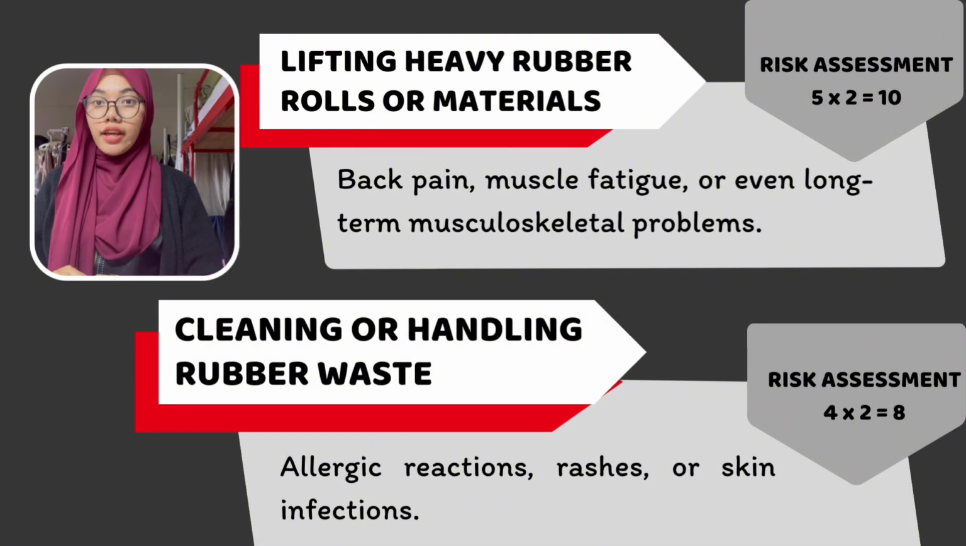Lastly, cleaning or handling rubber waste. This involves a biological hazard where the rubber waste may contain mold or bacteria. The risks include allergic reactions, rashes, or skin infections. The likelihood shown is 4, which is likely to happen, and the severity is 2, which can cause moderate injury, giving a medium risk score of 8.